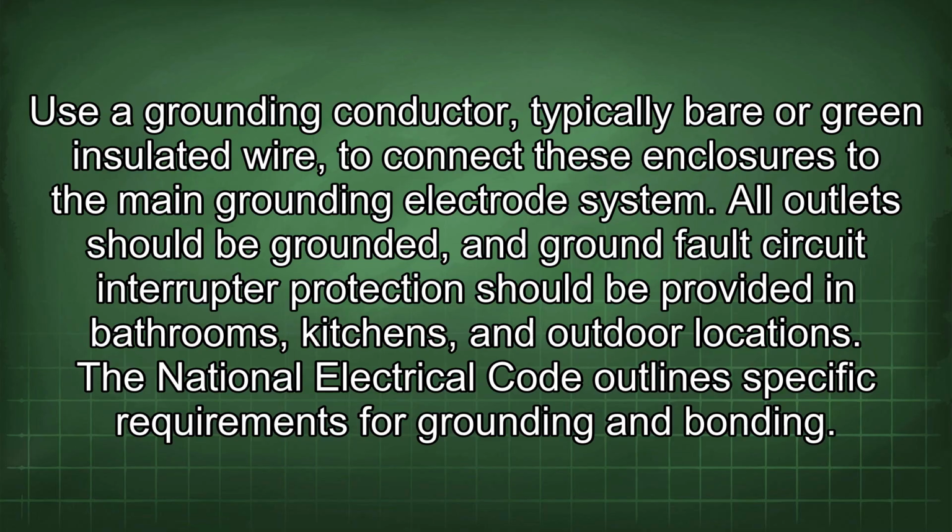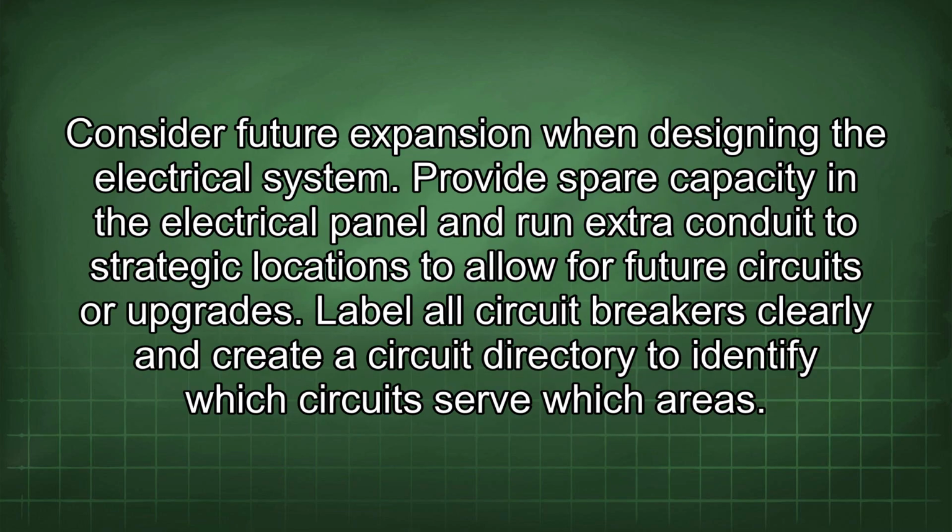All outlets should be grounded, and ground fault circuit interrupter protection should be provided in bathrooms, kitchens, and outdoor locations. The National Electrical Code outlines specific requirements for grounding and bonding. Consider future expansion when designing the electrical system. Provide spare capacity in the electrical panel and run extra conduit to strategic locations to allow for future circuits or upgrades.